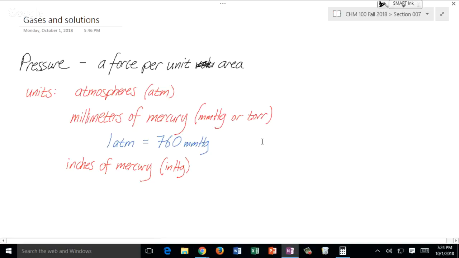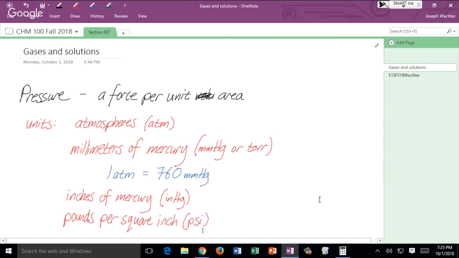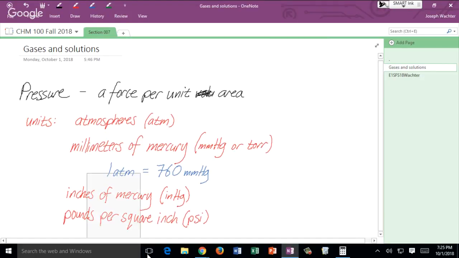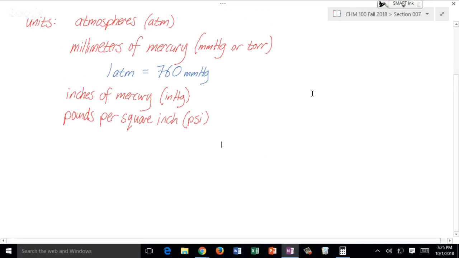And then the other common English unit is pounds per square inch, or PSI. Can I get this bigger? There you go. So that's how you fill up your tire pressure and things like that, is usually using pounds per square inch. So these are all different measures of the same thing, which is pressure.